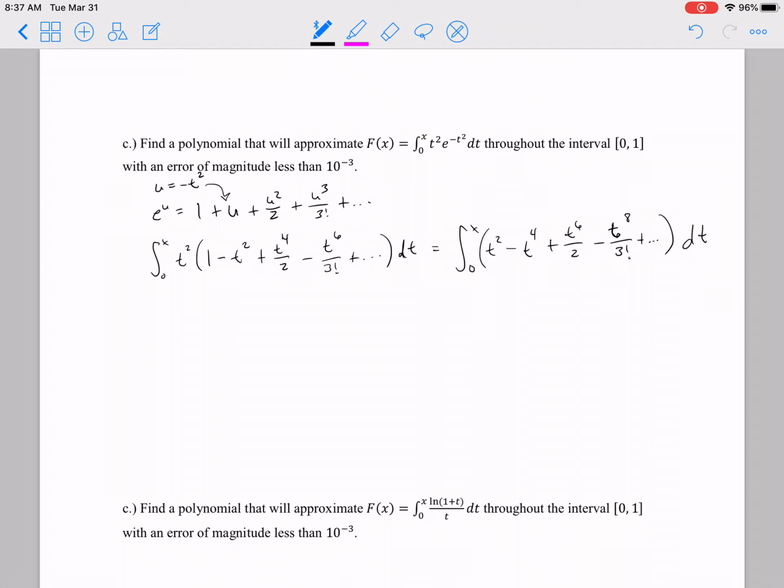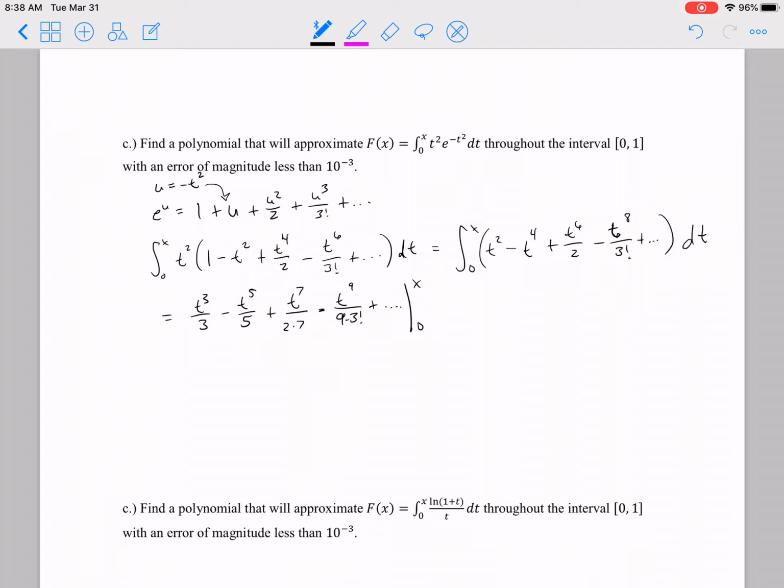And then that's going to equal, when we actually integrate this, which is much simpler than the integral that's written at the top, t cubed over 3 minus t to the 5th over 5 plus t to the 7th over 2 times 7 minus t to the 9th over 9 times 3 factorial, and so on and so forth. And we're going to evaluate this from 0 to x.